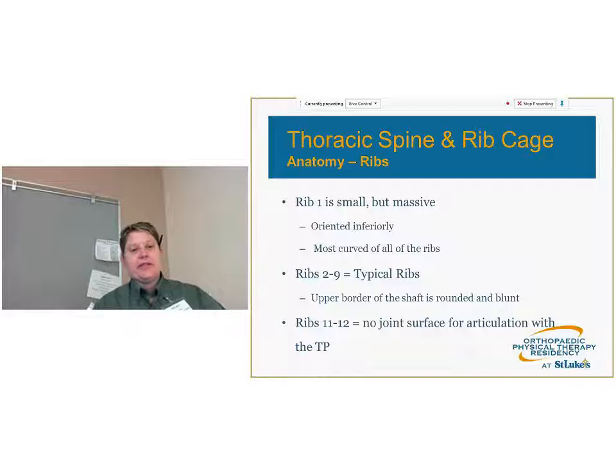Rib 1 is the smallest rib. It is the most massive rib. It's actually oriented inferiorly, which is going to be important when you're doing mobs to make sure that you're mobing in the correct direction. And it is the most curved of all the ribs. Ribs 2 through 9 are considered the typical ribs. The upper border of the shaft of ribs 2 through 9 is rounded and blunt, whereas the lower border tends to be thinner and sharper. And for 11 and 12, there's no joint surface for articulation with the transverse process, so you actually lose one of the joints in the back there.